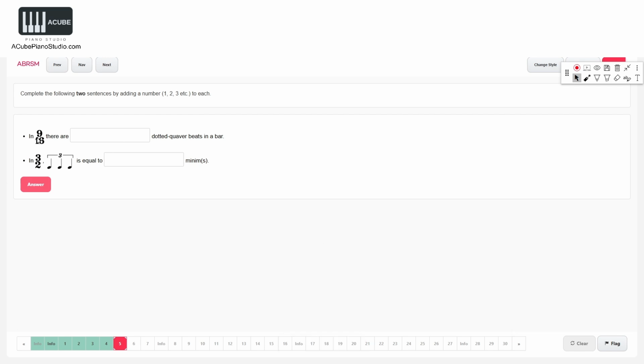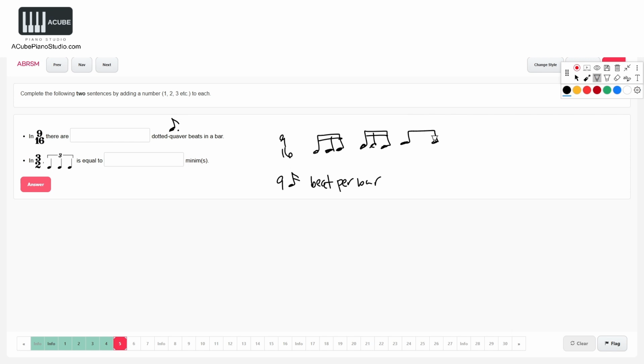Okay, now fill in the blanks. In 9/16, there are how many dotted quaver beats in a bar? So a dotted quaver is this, right? So what is 9/16? 9/16 means there are 9 semiquaver beats per bar. So let's draw it out something like this. This 3 semiquaver is equivalent to a dotted quaver. So there are 3 dotted quavers in a bar in 9/16.